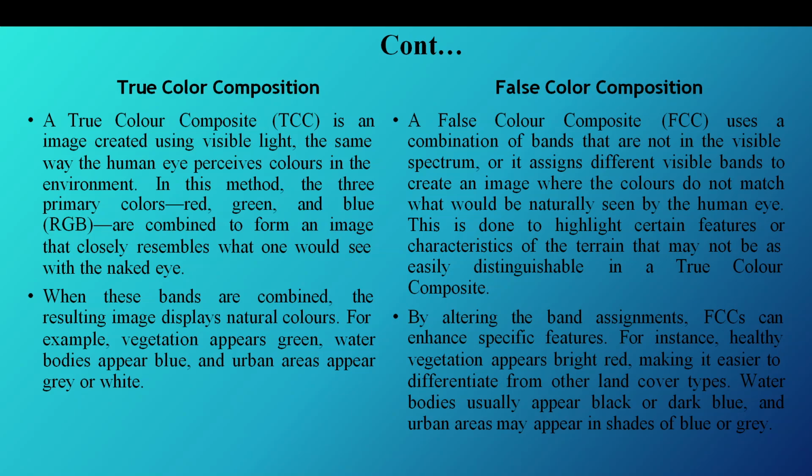Then, on the opposite, we have false color composite, that is FCC, which uses non-visible spectral bands or rearranges visible bands to enhance specific features. For example, healthy vegetation appears bright red instead of green, making it easier to analyze land cover. Similarly, water bodies appear dark blue or black, and urban areas may appear in shades of blue or gray. So FCC is particularly useful in applications like vegetation health monitoring, land use applications, and water analysis.